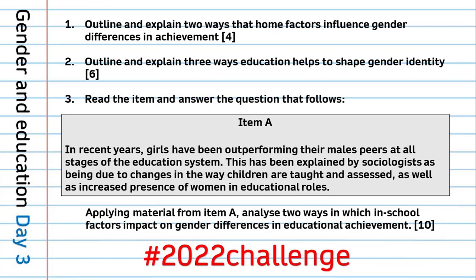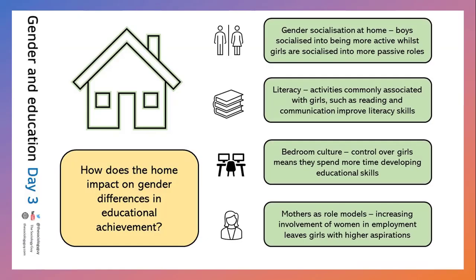And then question 3 was an item question. It says, item A, in recent years, girls have been outperforming their male peers at all stages of the education system. This has been explained by sociologists as being due to the changes in the way children are taught and assessed, as well as the increased presence of women in educational roles. And the question here is asking you to apply material from item A, analyse 2 ways in which in-school factors impact on gender differences in educational achievement. So let's look at some of the potential responses we could have put here.